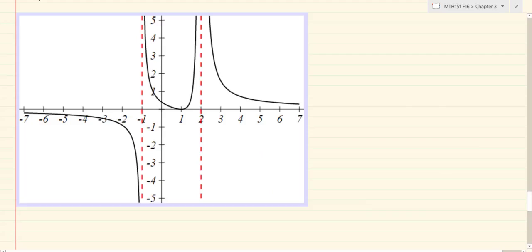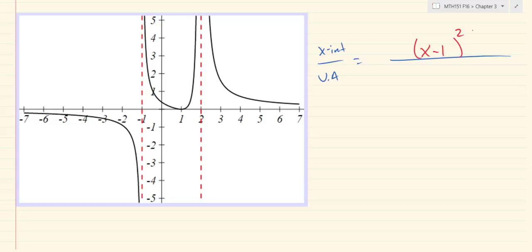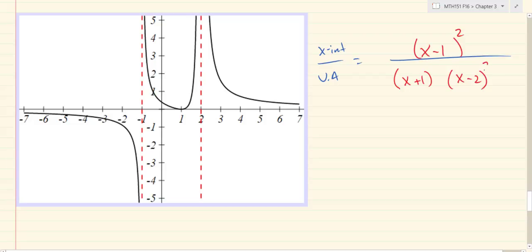That's our function. So same idea. X-intercepts on the top, vertical asymptotes on the bottom, account for multiplicity, away we go. x minus 1 is the location, and it's squared because it's a bounce back. Vertical asymptotes, x plus 1, x minus 2. If you look at the x plus 1, is it a first or a second power, odd or even? It's a first power, so we'll just leave it alone. But the x minus 2 is an even, so it's squared. And don't forget, we've got an a out in front.